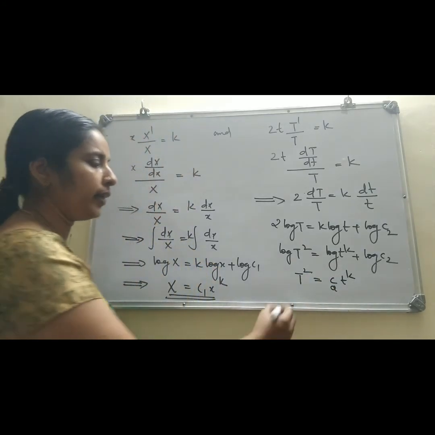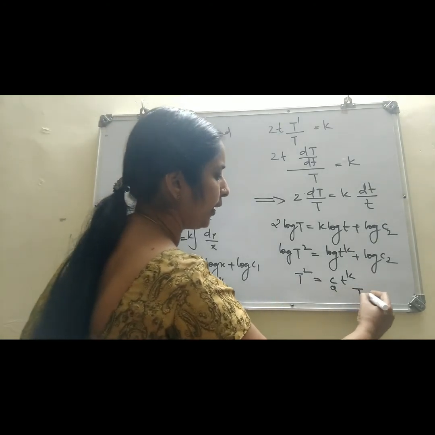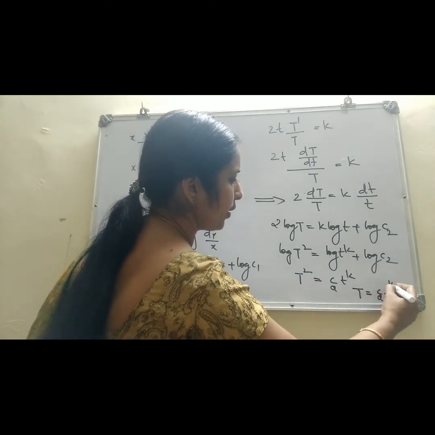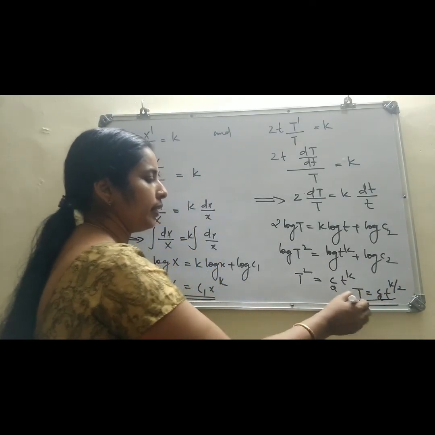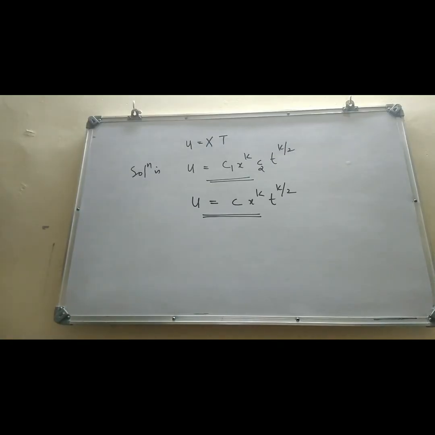So we have to find T. So what is capital T? Capital T is c2 t raised to k by 2. T is c2 t raised to k by 2.